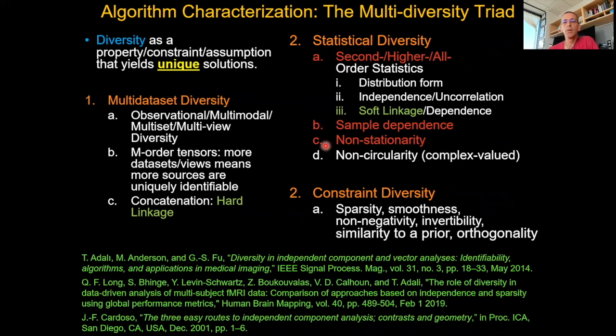Statistical diversity would be, are we optimizing for second order statistics or higher order statistics? It allows for soft linkage among modalities and concepts like, do we want to enforce sample dependence or assume stationarity or non-stationarity? Finally, constraint diversity would be, are we enforcing sparsity or smoothness or similarity to a prior, like maybe diagnosis or a cognitive score used to guide the solution.